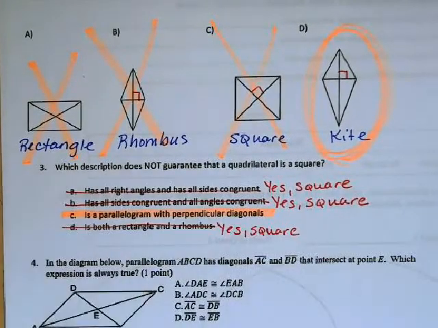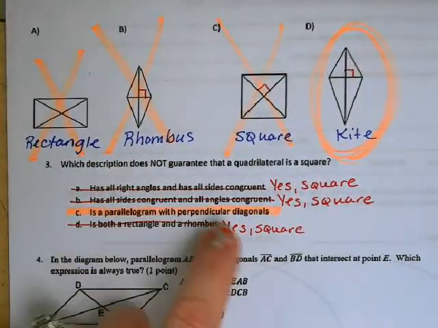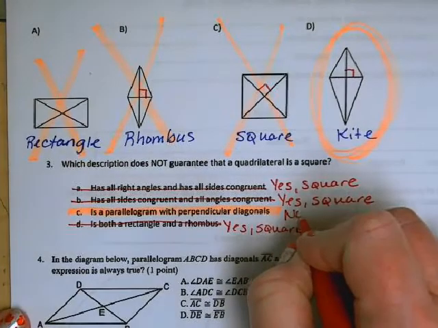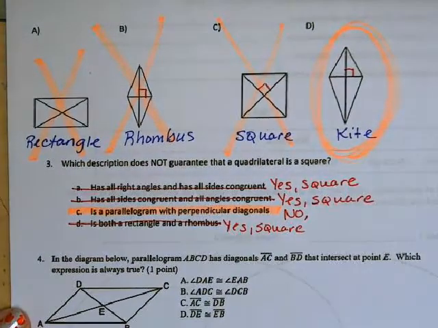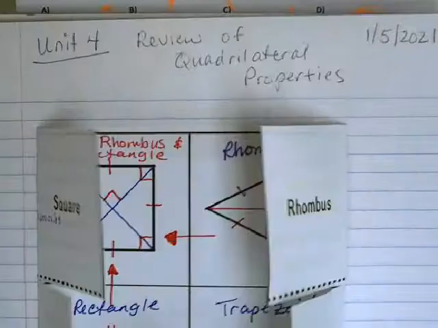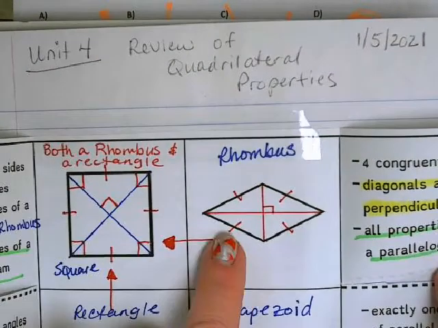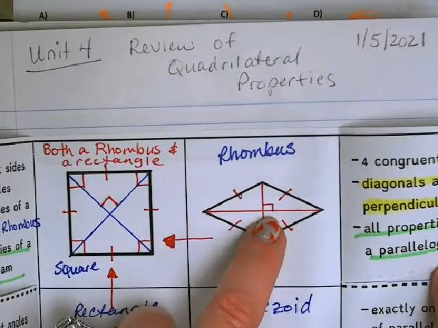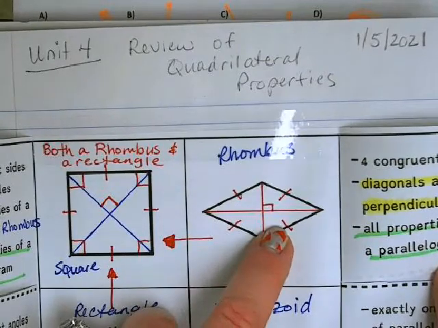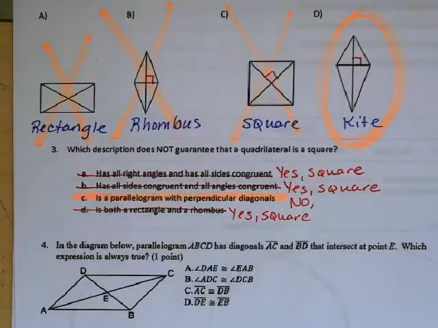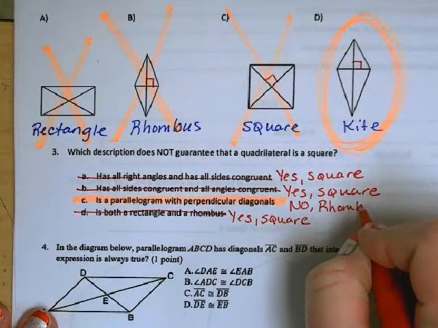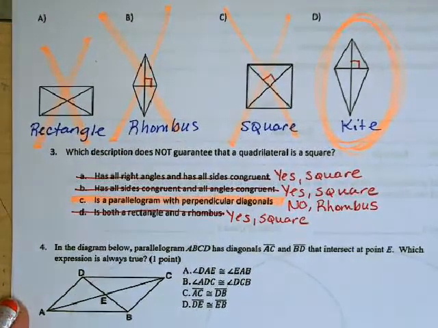That says if the quadrilateral is a parallelogram with perpendicular diagonals, that would only guarantee it's what? It's a parallelogram with perpendicular diagonals. If you look on here, here's a parallelogram with perpendicular diagonals. Do you see that that would just guarantee it's a rhombus? You don't have enough information to guarantee it's a square. This would only guarantee it's a rhombus, so the correct answer is C. Okay?